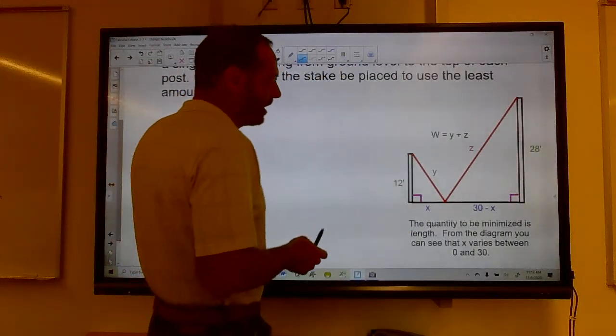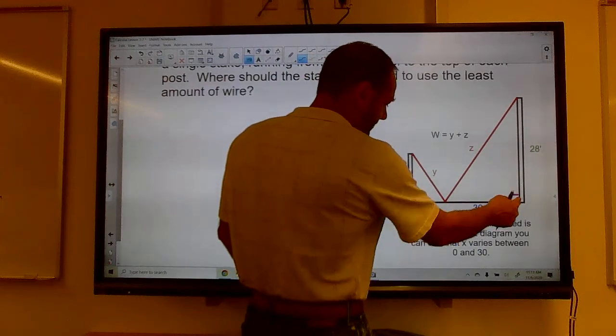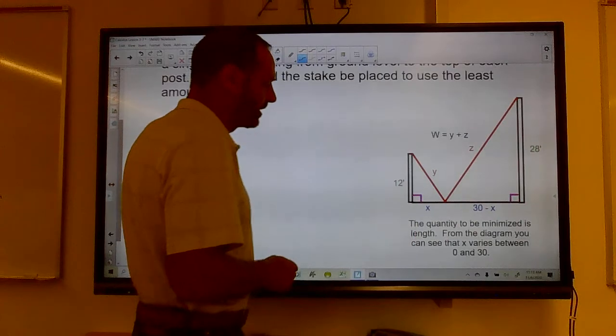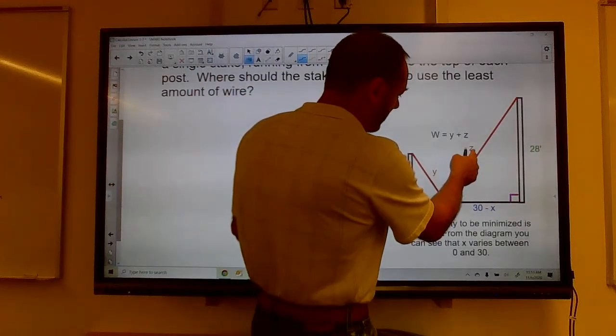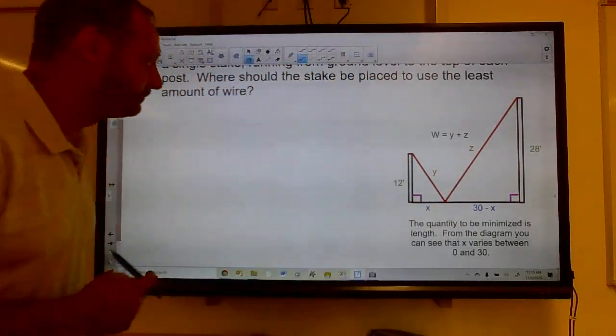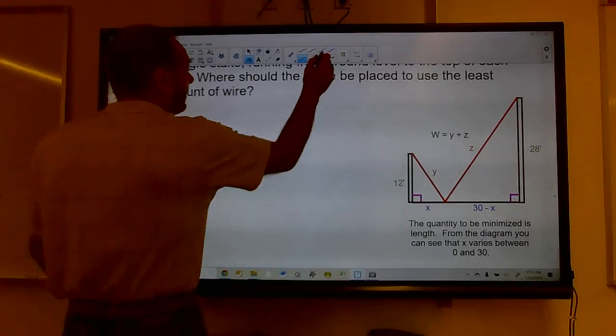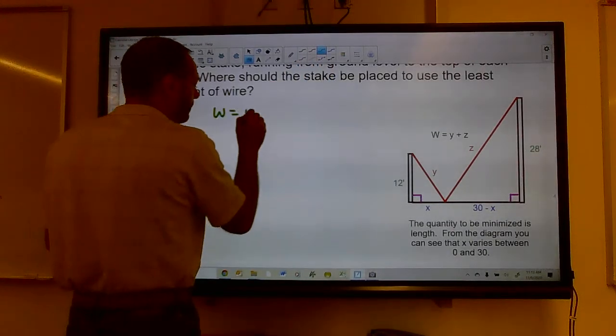So I don't know where it is. I know this is 30 feet, so we'll say this is x, and that makes this 30 minus x over here. I don't know what this is, so I'm going to call it y, and I don't know what that is, so I'm going to call it z. Now, I do know that w equals y plus z. That's the amount of wire that I want to use. W is y plus z.